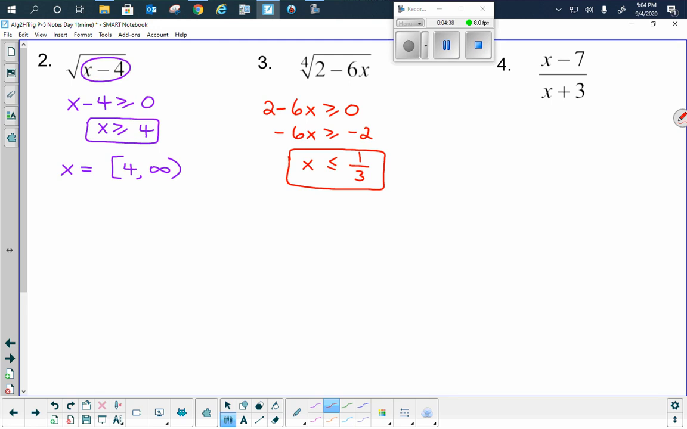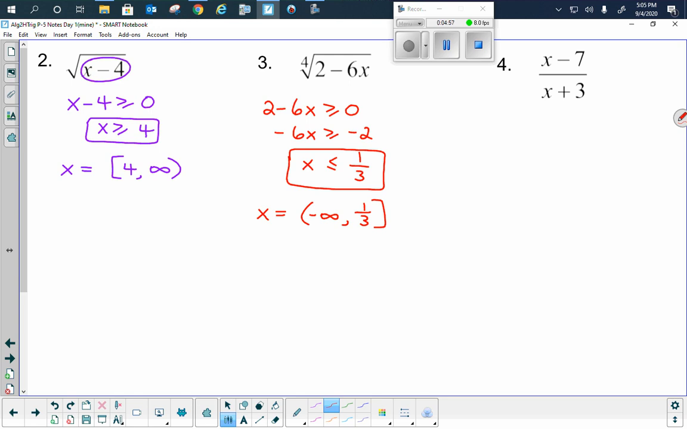If I'm equal to 1/3 or I'm smaller than it, and you write that as an interval, you guys would be telling me that the x interval is parenthesis, -infinity to 1/3 bracket. Keep practicing those.